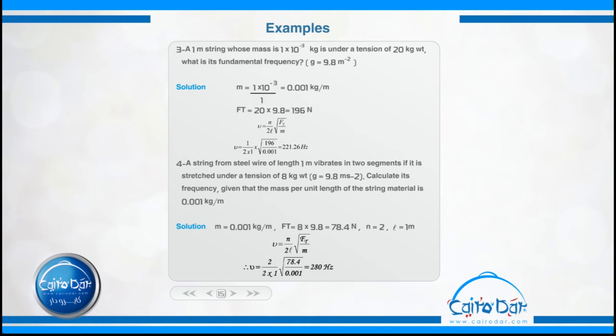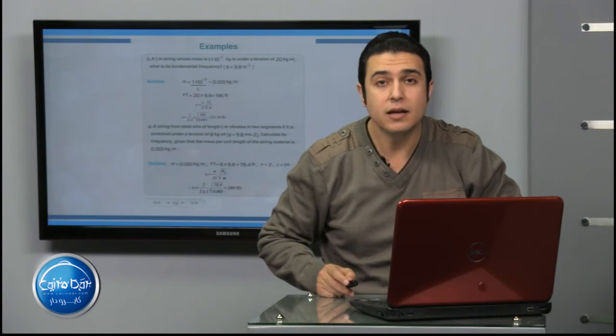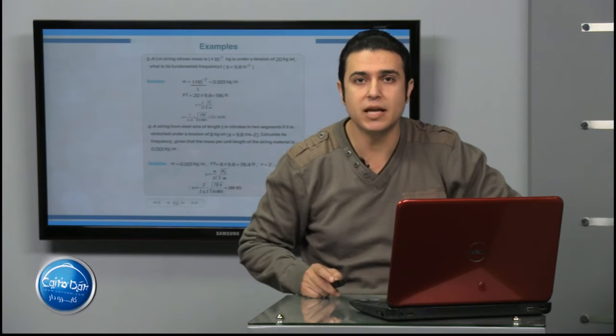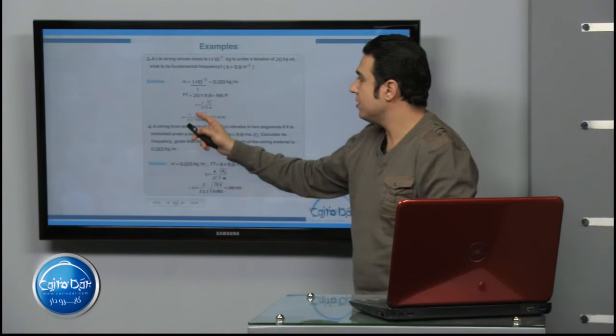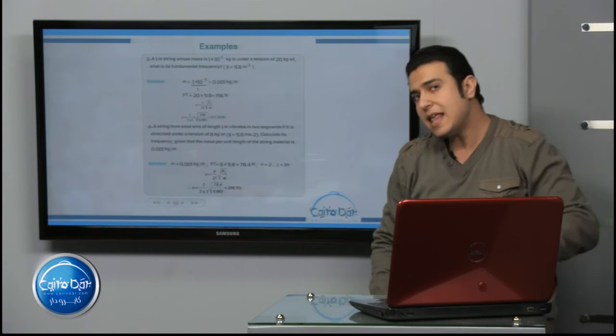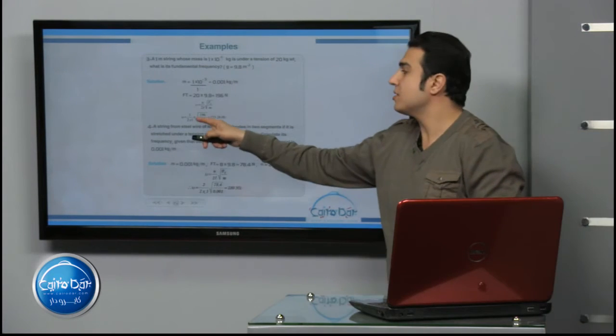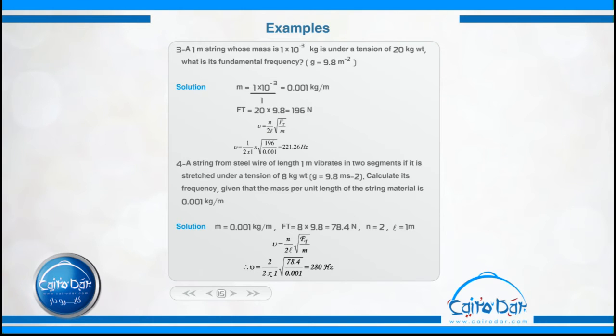So to calculate the frequency, nu equals n divided by 2L times square root of FT over m. So nu equals n, number of segments, which is 1, divided by 2L, 2 times the length of the string, 2 times 1, times the square root of 196 divided by m, which is 0.001. So the final result for the frequency will be 221.26 Hertz. That's for this example.